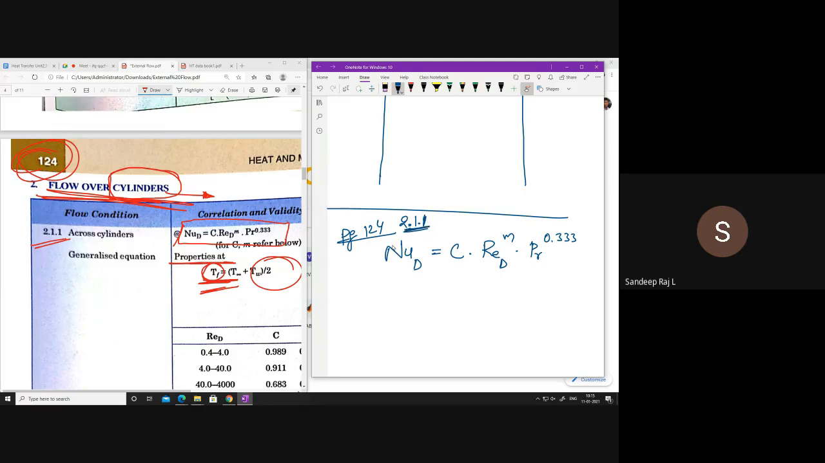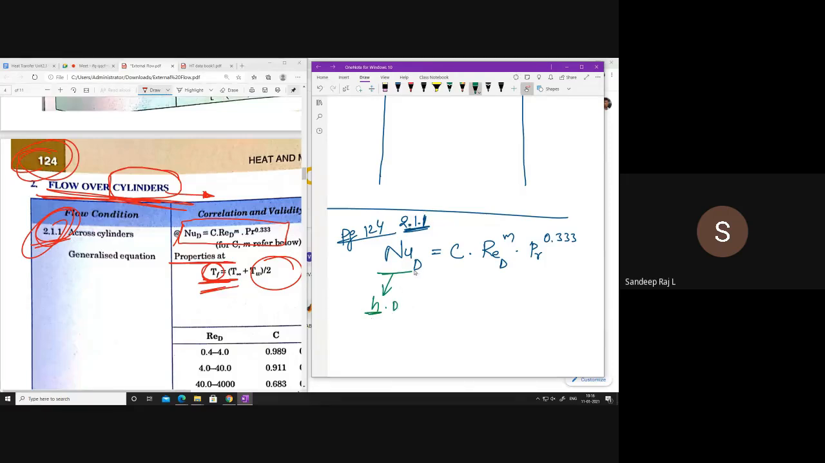Writing this is good. This reference number, if you write it while preparing for the exam, it will be easier for you to prepare. Right. So this is the correlation here. You know that in this correlation, you have h, which has to be found out, and the remaining things you have to find out.